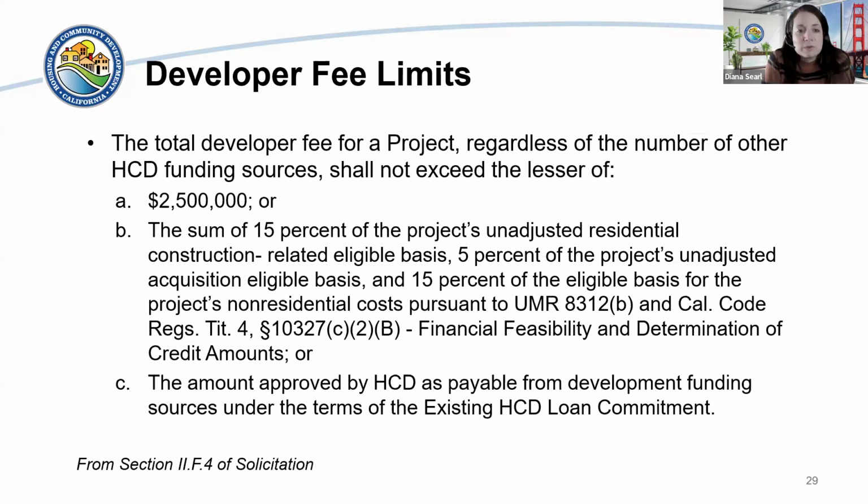Developer fee limits under this program are as follows. The total developer fee for the project, regardless of the number of other HCD funding sources, shall not exceed the lesser of $2.5 million, the sum of 15% of the project's unadjusted residential construction related eligible basis, 5% of the project's unadjusted acquisition eligible basis, and 15% of the eligible basis for the project's non-residential costs pursuant to UMR, or the amount approved by HCD as payable from development funding sources under the terms of the existing HCD loan commitment.